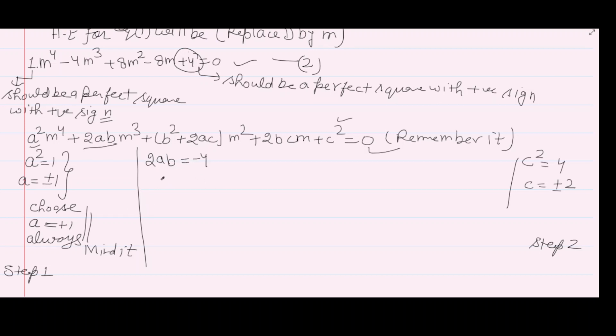Right, then the value of b will be minus 4 upon 2 multiplied by a. That means the value of b will be minus 4, 2 to the 4. Okay, so let me write it in a proper way. So 2 to the 4, and here will be minus 2 upon the value of a. Here we choose a equal to plus 1. So the value of a is plus 1. So we will get b equal to 1.